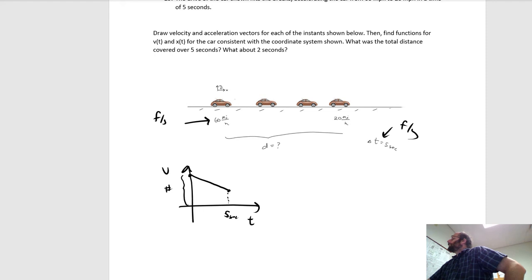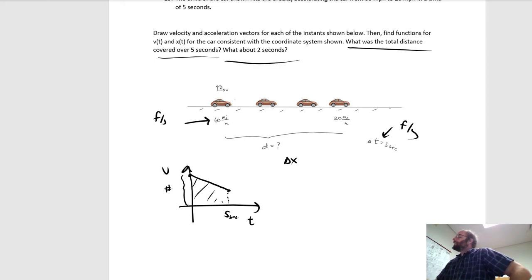Okay, now the total distance covered in the 5 seconds. The total delta x can be found from this area, which is a piece of cake. It's a trapezoid. Hopefully you've watched my videos on how to find the area of a trapezoid. All the numbers there should be there, so you can get a number for that pretty easily. Now the 2 seconds is going to be a bit more work.